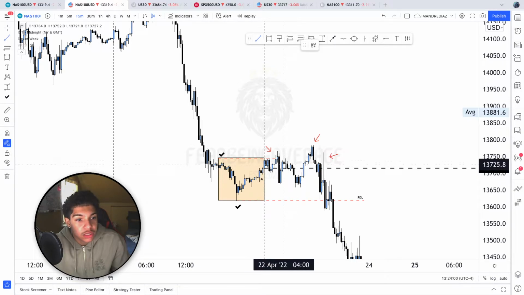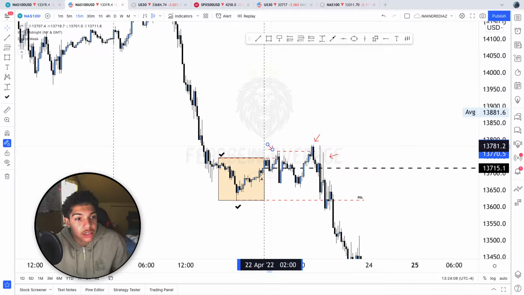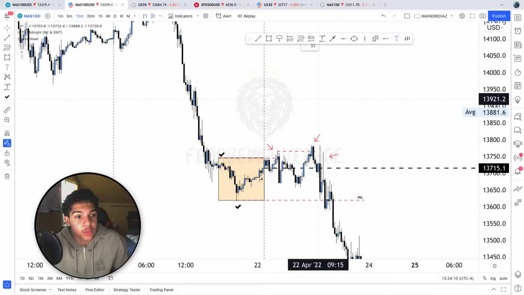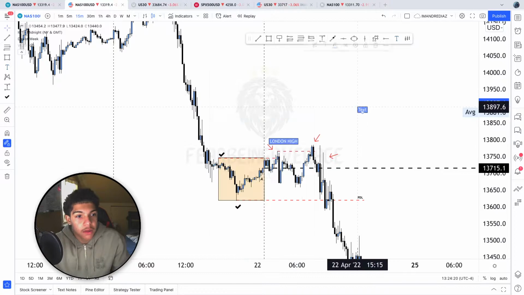After that, price came down, cleared the liquidity below this low, and then ran back above, clearing this high that was created during that London session. So let's annotate that right here. We have the London session highs getting cleared. We have the London highs.